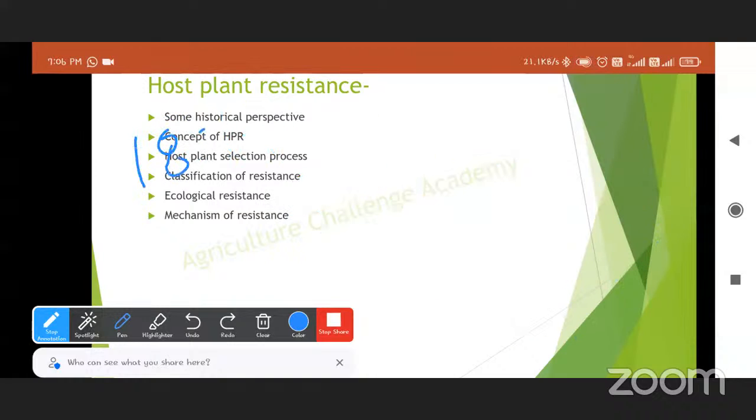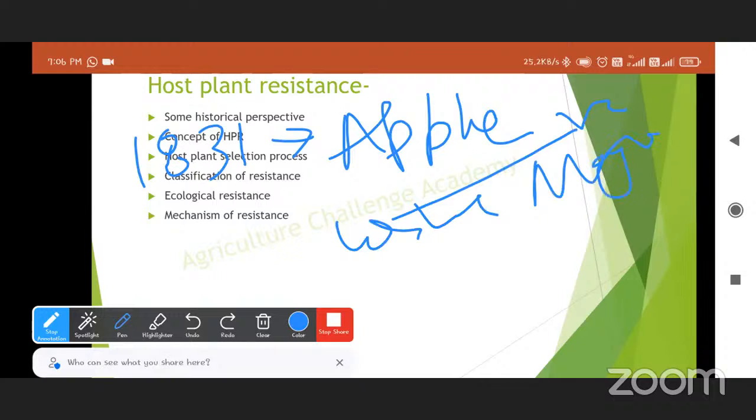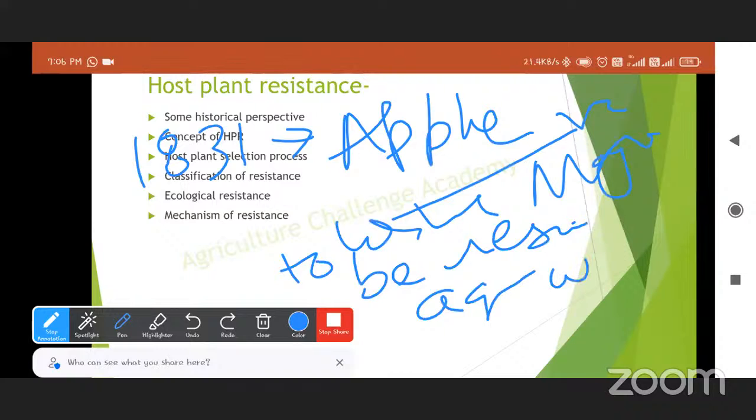Then the next landmark is 1831, also a very important landmark in the history of host plant resistance. An apple variety, Winter Majetin, was identified to be resistant against woolly apple aphid, Eriosoma lanigerum. These names you have to remember very well.